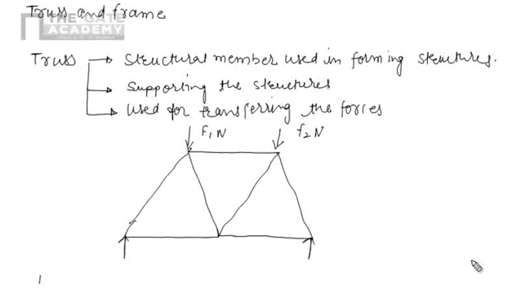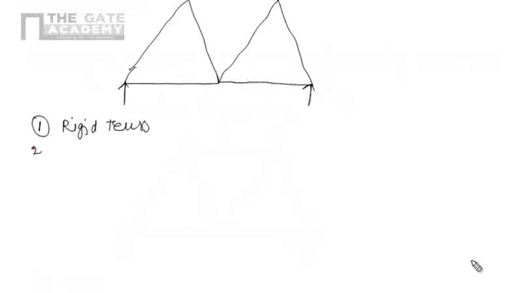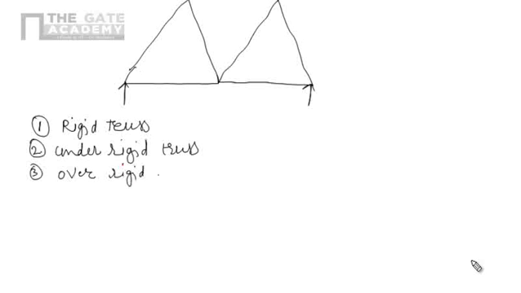So according to the rigidity, we can also classify truss into three categories: rigid truss, under rigid truss, and over rigid truss. So how we are maintaining the rigidity? For maintaining the rigidity of truss, there should be a minimum number of members. Means there should be a sufficient number of members which provides the rigidity to truss.